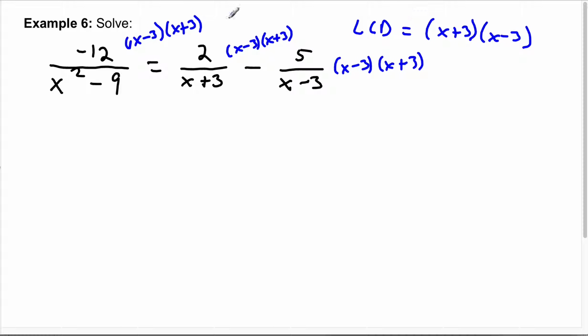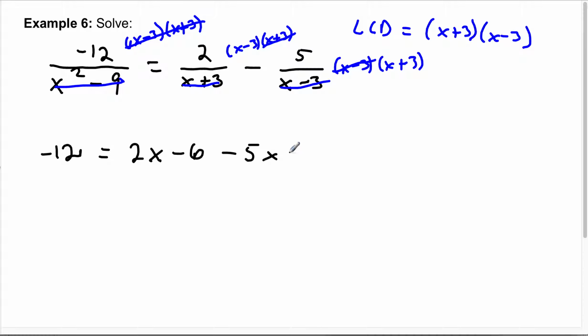Okay. So this is going to cancel this. This is going to cancel the x plus 3. This is going to cancel the x minus 3. So on the left-hand side, we get negative 12 equals 2x minus 6 minus 5x minus 15.